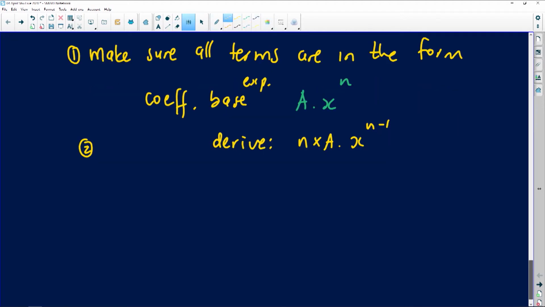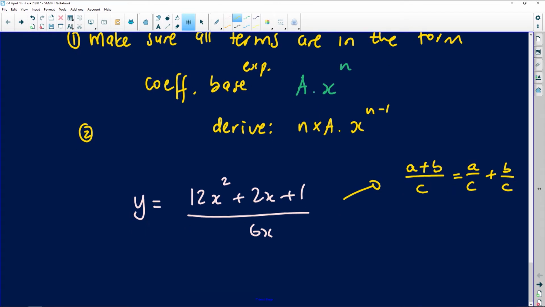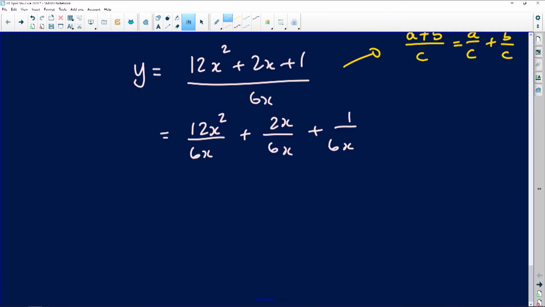So we are given here that y is equal to 12x to the power of 2 plus 2x plus 1. Everything must be divided by 6x. So from here, let's fix this. I'm going to apply a very beautiful principle straight from algebra that says if you have a plus b divided by c, you can give each term on the numerator its own denominator, which means that can be re-expressed as a over c plus b over c. So that's what I'm going to do with my 6x. Please be careful with this. I'm going to say this can be written as 12x squared over 6x plus 2x over 6x plus 1 over 6x. That's the idea I'm applying here.